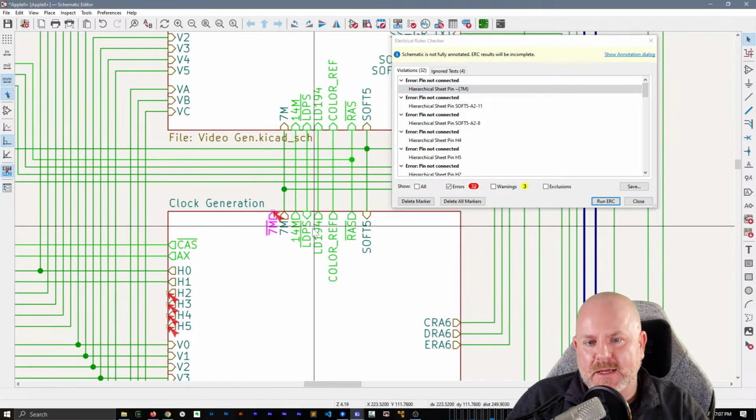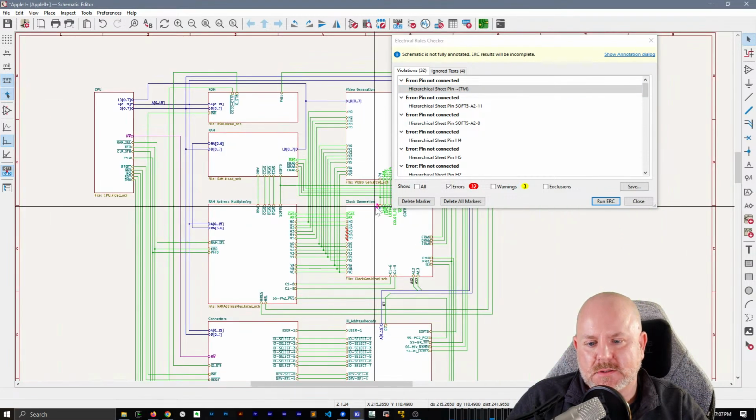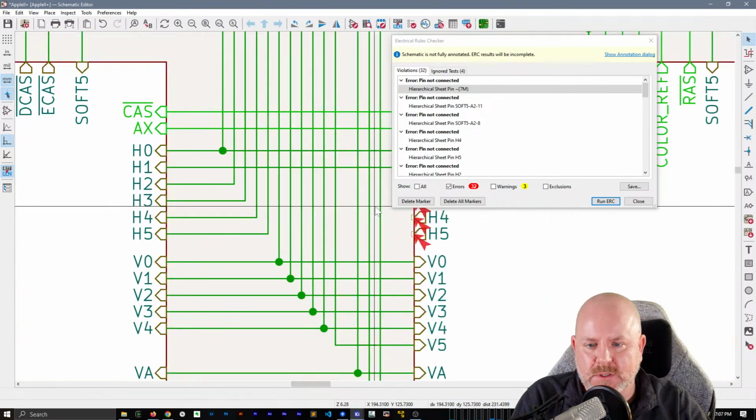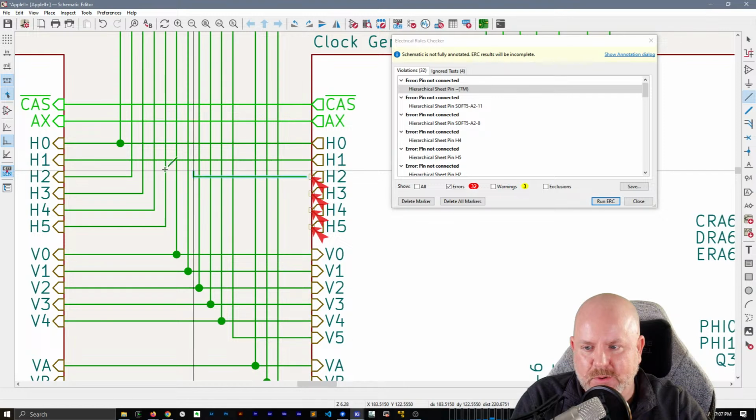Okay, so not 7 megahertz clock. I wonder, oh, whoops, let's fix this real quick. This will get rid of a couple of errors.